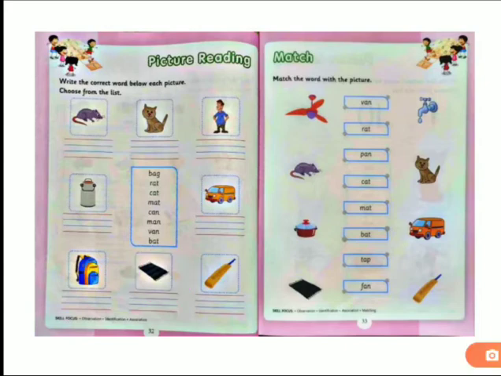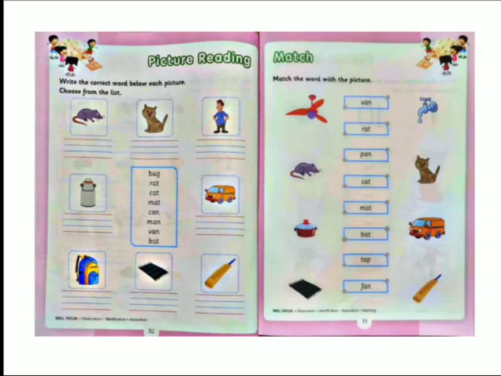And next one, can. Where is can? Yes, here it is. So I have to write can here. Next one, man. Where is man? Yes, here it is. So I have to write man there. Next one, van. Where is van? Yes, here it is. So I have to write van in the space. And last one, bat. Where is bat? Yes, here it is. So I have to write bat in the space.